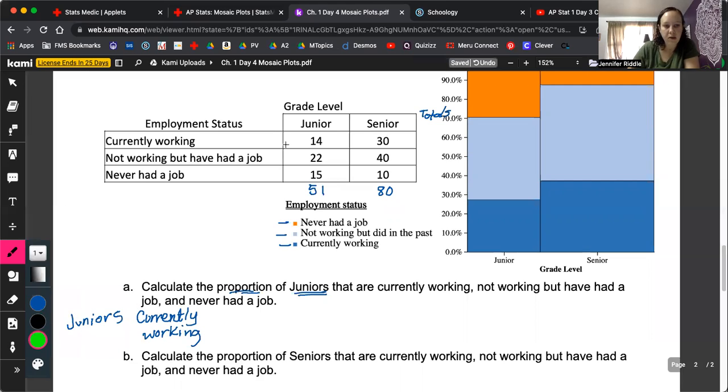On my table, I'm looking for juniors who are currently working. So there are 14 juniors out of the total of 51 juniors. And so that comes out to a proportion of 0.27. We're going to follow the same process to look at juniors who are not working, but have had a job.